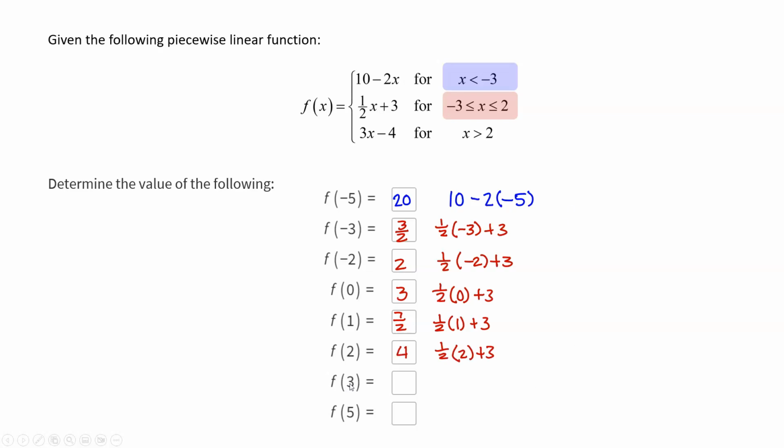It's when you get to 3 down here that you actually fall outside of this middle portion. So now you're going to be in this portion here, being greater than 2. So f of 3, you're going to do 3 times 3 minus 4 and get 5. And then for f of 5, again, you're going to substitute into this portion here and get 15 minus 4, or 11. Keep in mind that you may be asked these questions that don't necessarily follow an order for x's. Just make sure that you're using the x value and the conditions together to decide which of the formulas you're going to use as you evaluate your function.